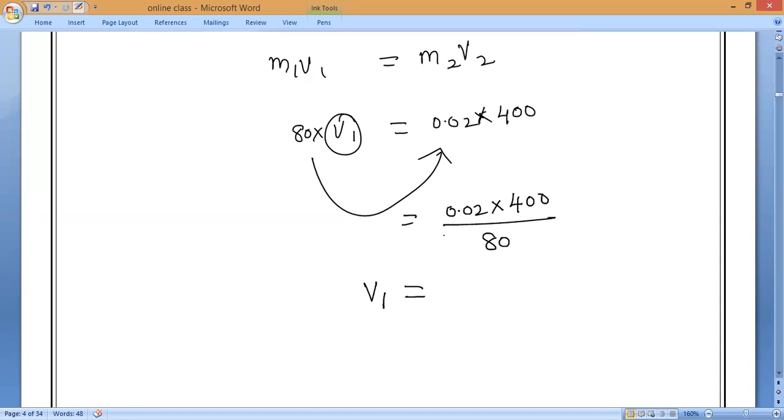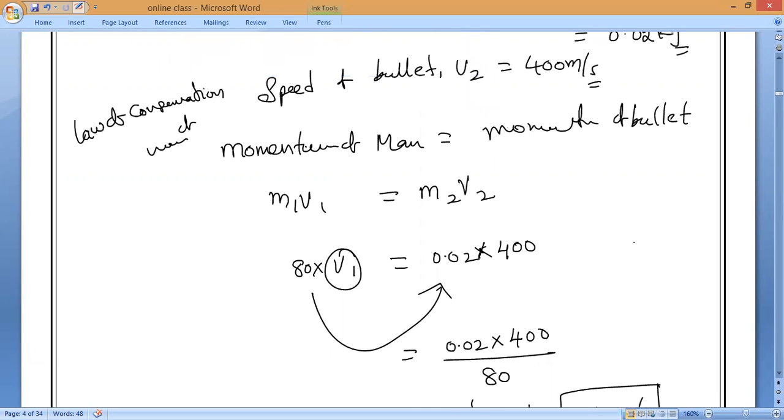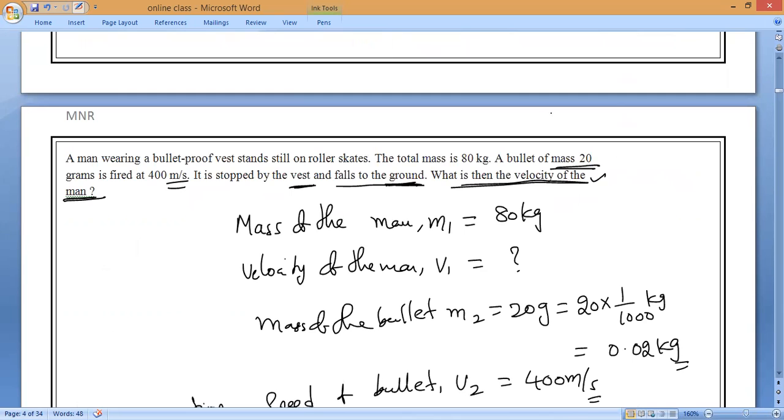Be careful. So 0.02 into 400 is equal to what? 8. Yes or no? Yes, sir. Divided by 80. So 8 ones are 8, 8 tens are 80, which is equal to 1 by 10. 1 by 10 means 0.1 meter per second. So this is the velocity of the man. Understand? So the velocity or the speed of the man is equal to 0.1 meter per second.